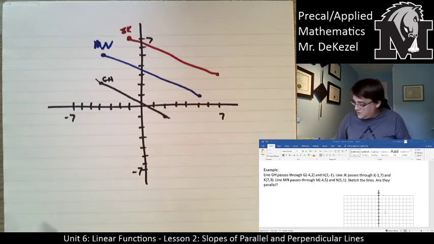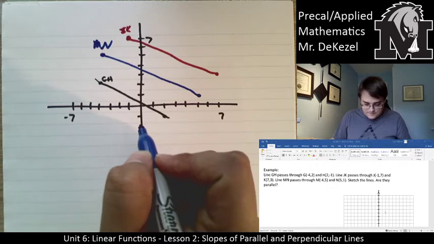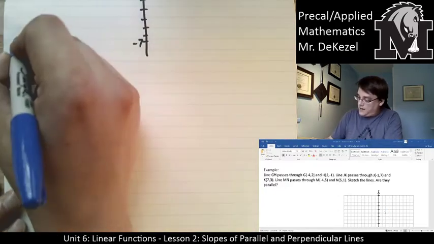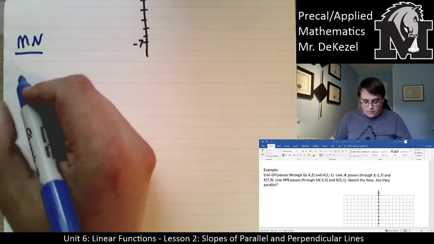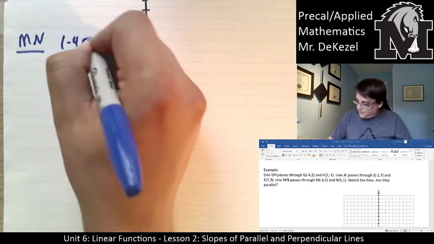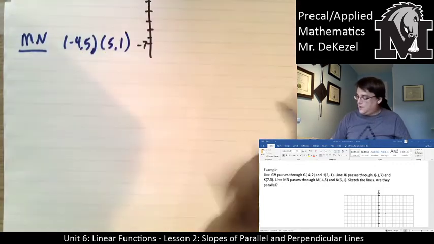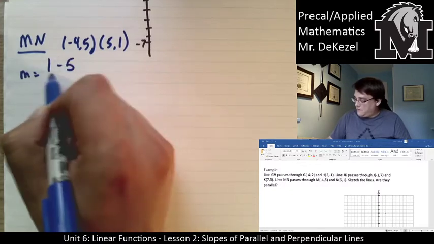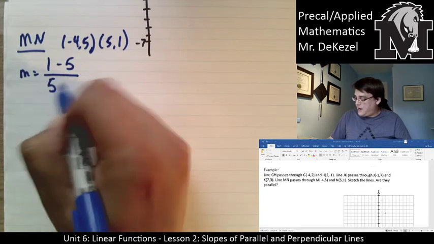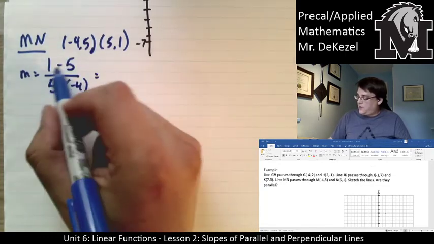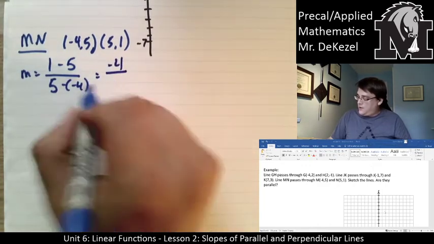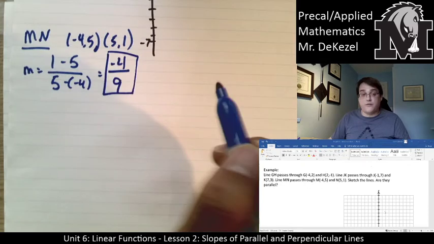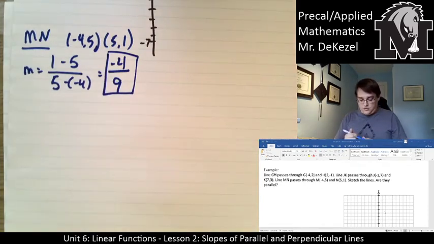Let's do the calculations. So let's do MN first in the blue here. Let's use the points. Our MN points are minus 4, 5, and 5, 1. Let's find out the slope for that. So it is y2, which is 1, minus y1, which is 5, over x2, which is 5, minus minus 4, because that's x1. We are left with 1 minus 5 is minus 4, 5 plus 4 is 9, so we are left with minus 4 over 9 for a slope of MN.